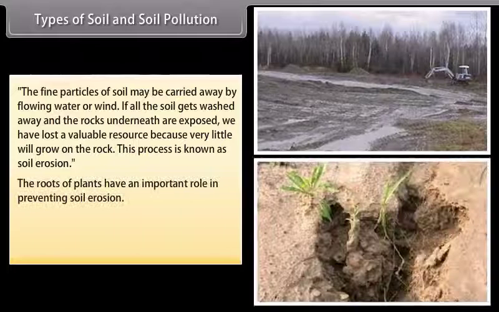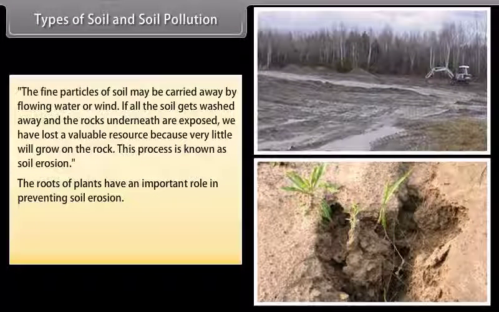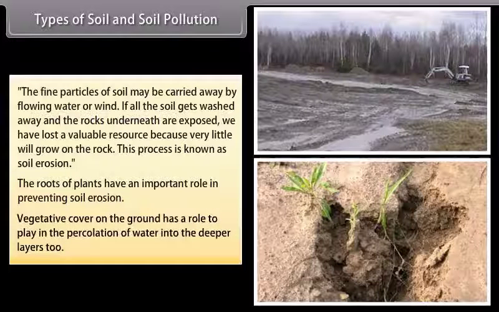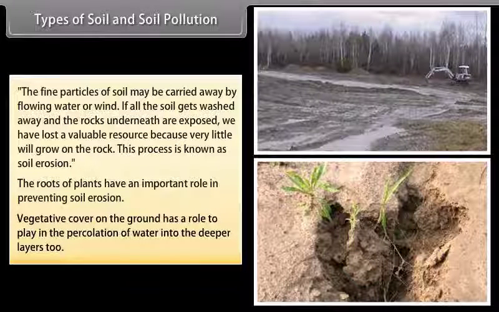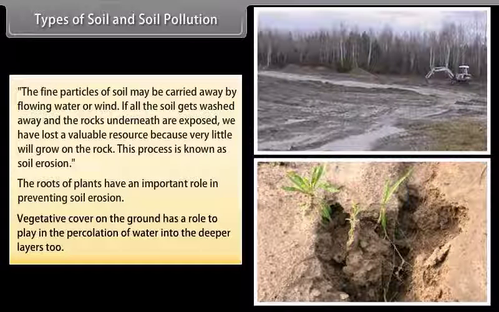The roots of plants have an important role in preventing soil erosion. Vegetative cover on the ground has a role to play in the percolation of water into the deeper layers too.